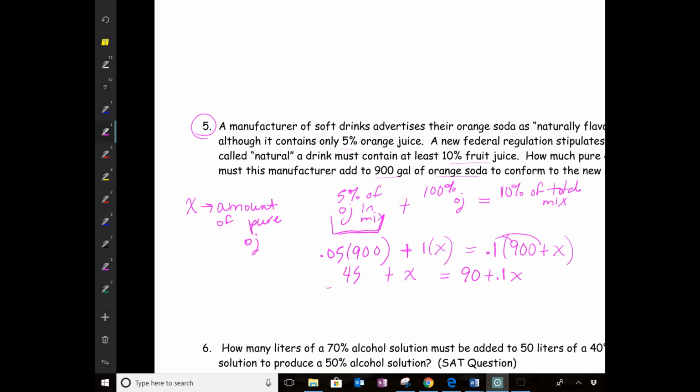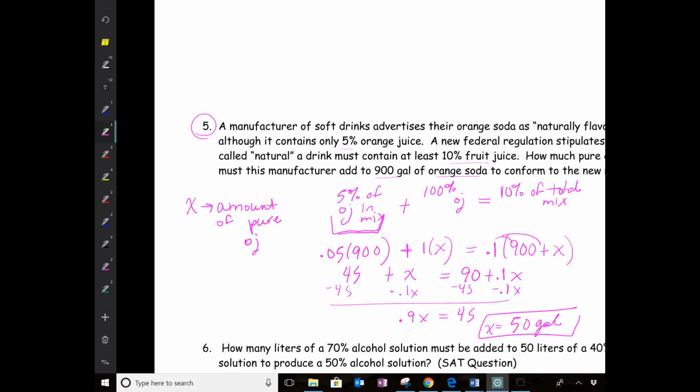So if I subtract 45 and subtract 0.1x from 1x, or 1.0x, then I will get 0.9x is equal to 45. And take 45 and divide it by 0.9. And I get that I should be adding 50 gallons. 50 gallons of pure OJ.